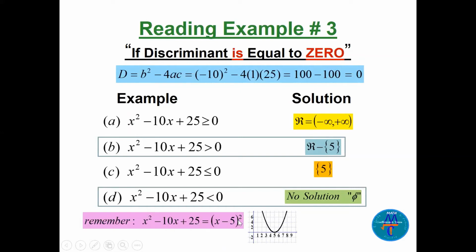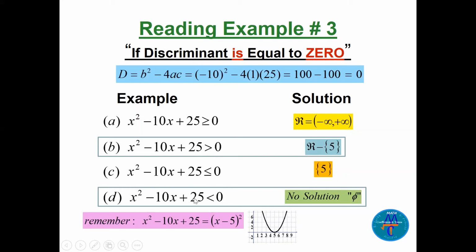See, squared, discriminant is equal to 0. So the parabola here is tangent to the x-axis at 5. So if we have the same expression greater than or equal to 0, yes, this is positive because the leading coefficient here is 1. If we have only greater than 0, all real numbers except 5. 5 is there, 5 will make it 0. If we have less than or equal to 0, this is only the number 5, because 5 is less than or equal to 5.